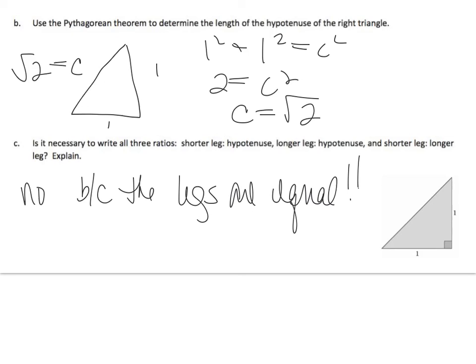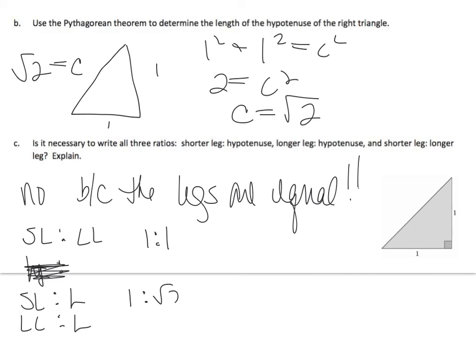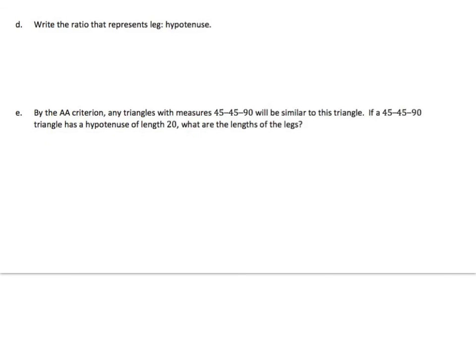So we have shorter leg to longer leg is 1 to 1. And then hypotenuse to longer leg. Hold on, let me erase that. If we did shorter leg to hypotenuse and longer leg to hypotenuse, they're the same, right? It's 1 to the square root of 2, 1 to the square root of 2, because those legs are equal, so I don't need to write them all the same. Write the ratio that represents either leg to the hypotenuse.